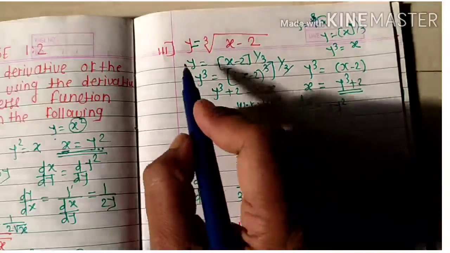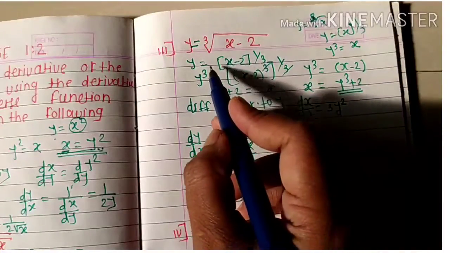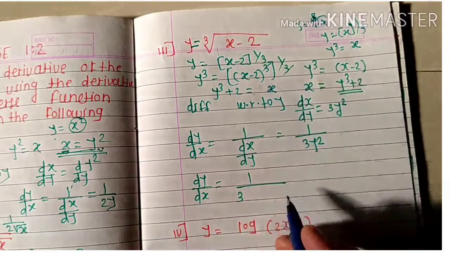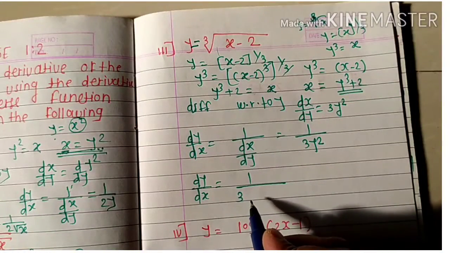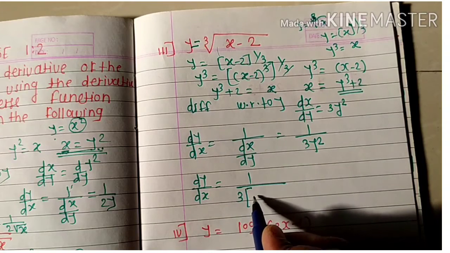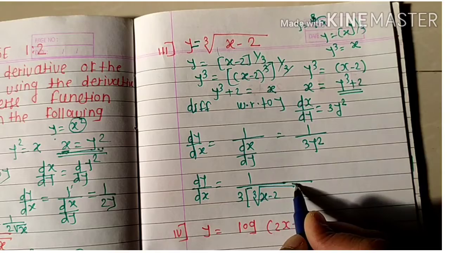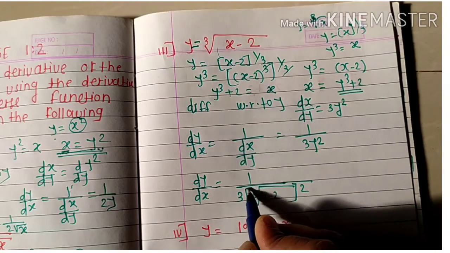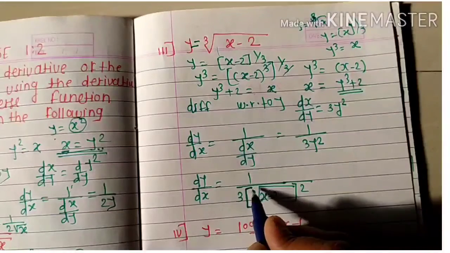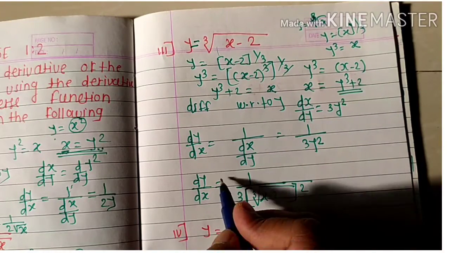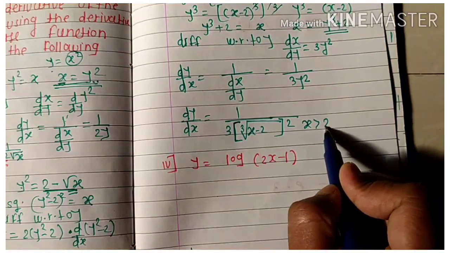into, what is y square? Y means cube root of x minus 2, and y square means raised to the power 2. So y square is the cube root of x minus 2 raised to power 2, and dy by dx is 1 upon 3 times the cube root of x minus 2 square. And here x must be strictly greater than 2.